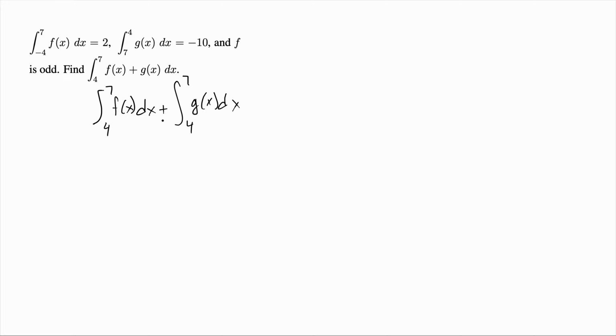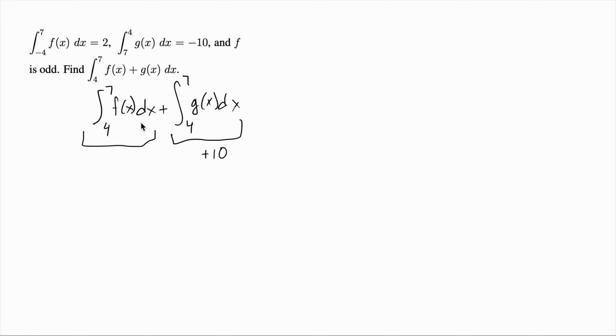Okay, so if we're going from, let's see what kind of information we have here. Well, first of all, we're in a lot of luck for g, because we're already given the information that the integral of g of x, the backwards integral from 7 to 4, is -10. So the forwards integral from 4 to 7 must be +10 for g.